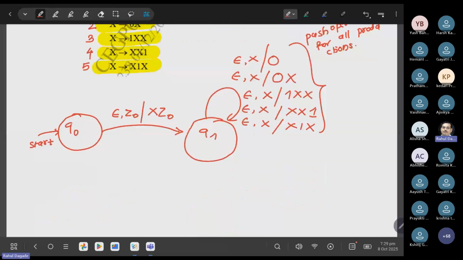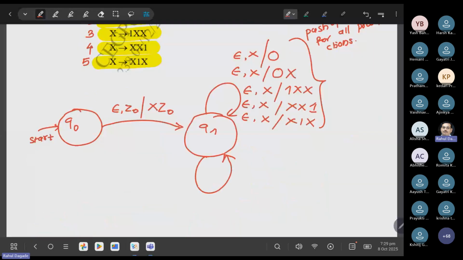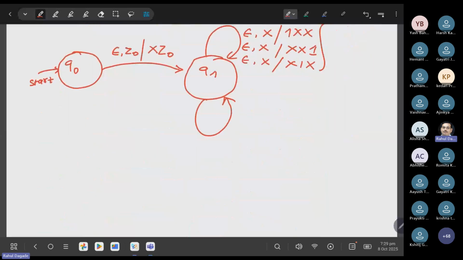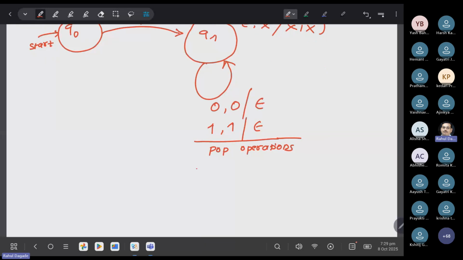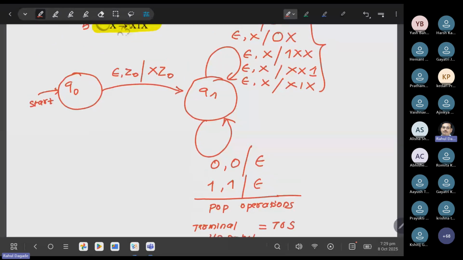Now, when to do pop? So these are pop operations. Which are the terminal symbols? 0 is a terminal symbol and 1 is a terminal symbol in our case. So when 0 is the input and 0 is on stack, then pop it. And when 1 is the input and 1 is on stack, then pop it. So these are pop operations. When to do pop operations? When the terminal input symbol is matching with top of stack, then do pop operations. So we have done the pop operations.